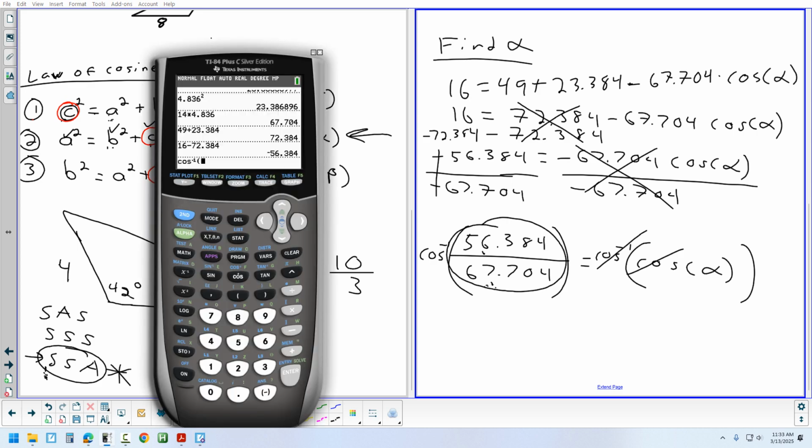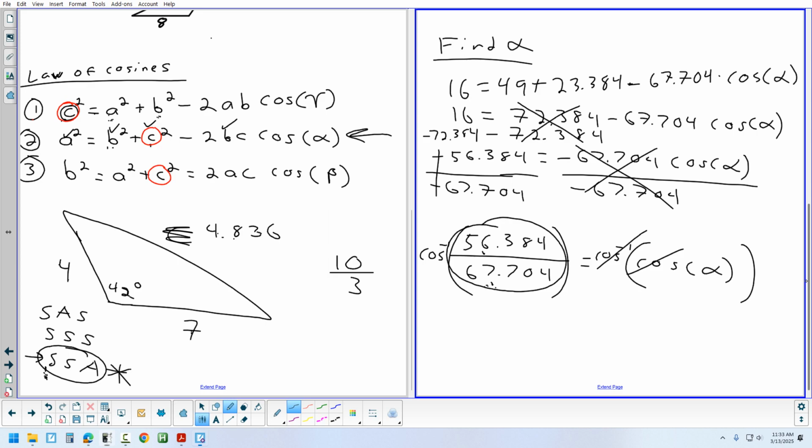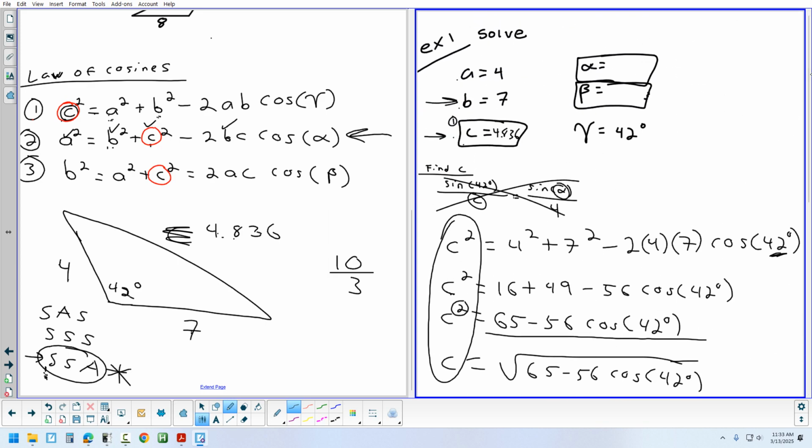Right, and inverse cosine of 56.384 over 67.704 gives me an angle of 33.612. Okay, so that's alpha.